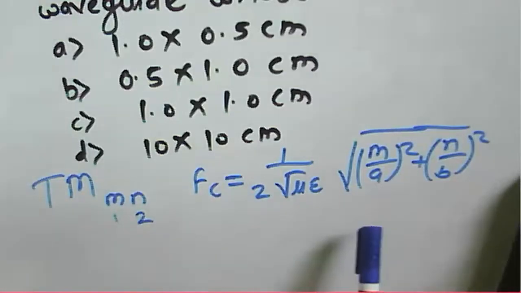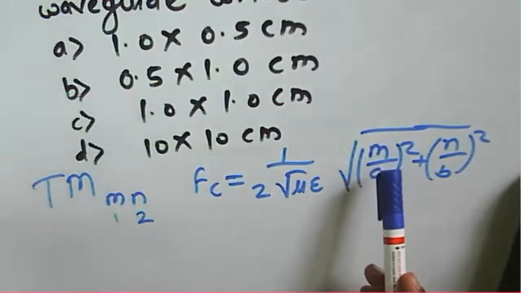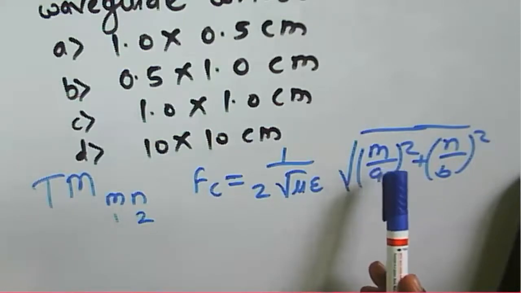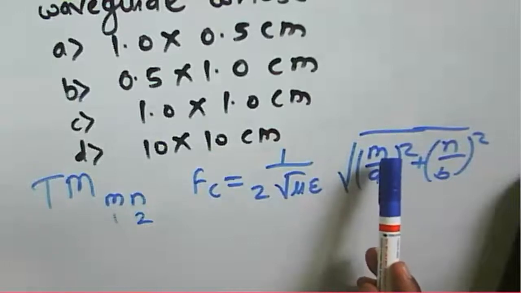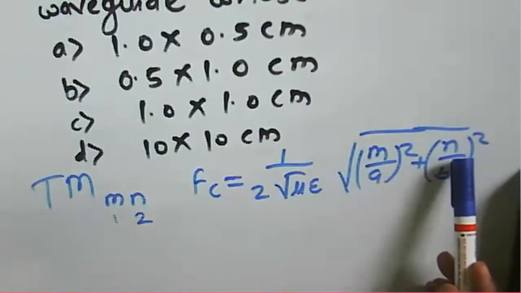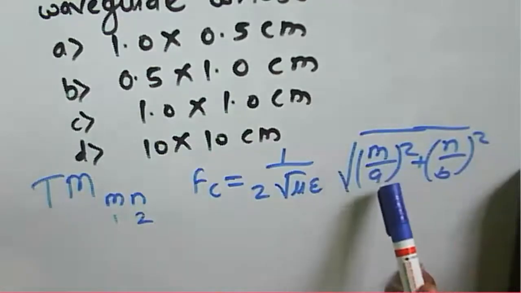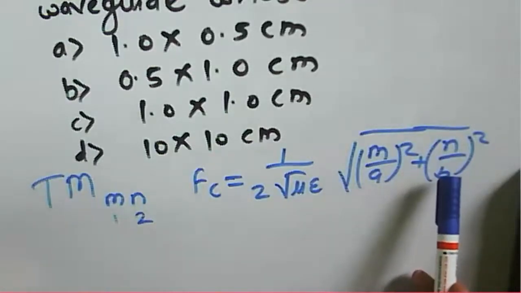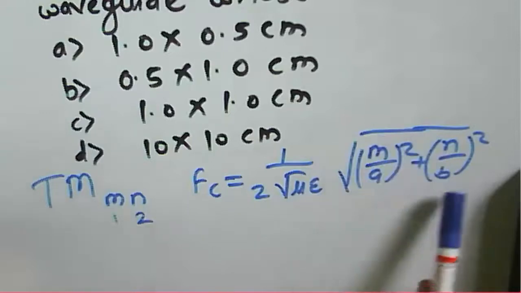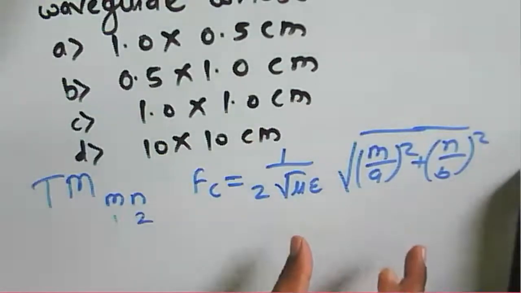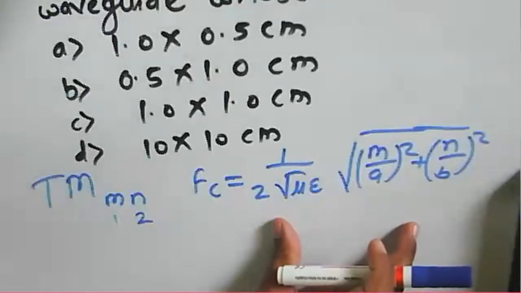And for this cutoff frequency, M is considered to be 1 and N is equal to 2 now. So directly we can find out (1 by A) squared plus (2 by B) squared, and this whole square root we can find out. So this is the equation for the cutoff frequency.